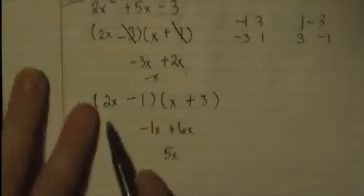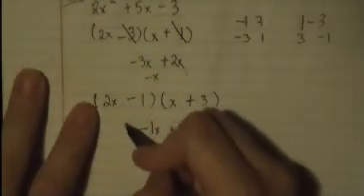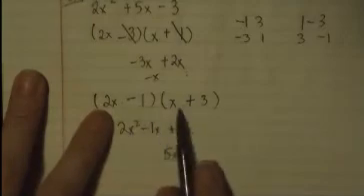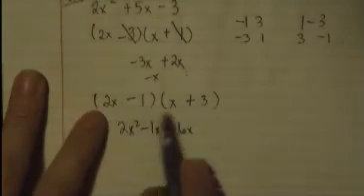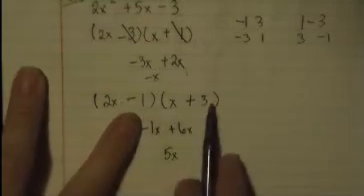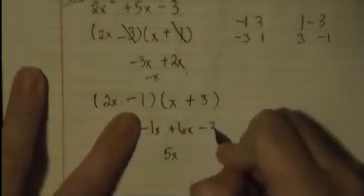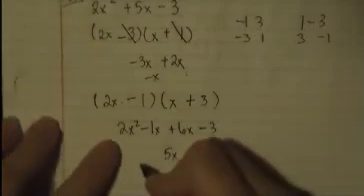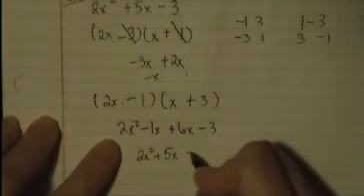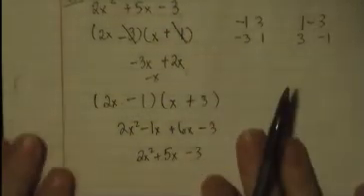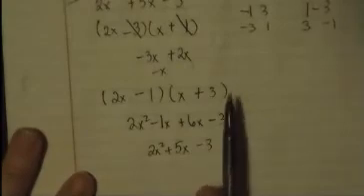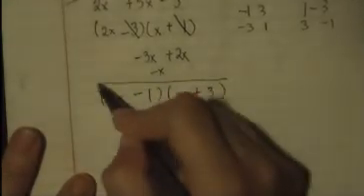Now if we were foiling the whole thing, 2x times x, you get 2x squared. Inner times inner, negative 1 times x, you get a negative 1x. Outer times outer, 2x times 3, 6x. Negative 1 times 3, negative 3. So that gives us 2x squared plus 5x minus 3, which is what we started with. And so that means this was the proper factorization.